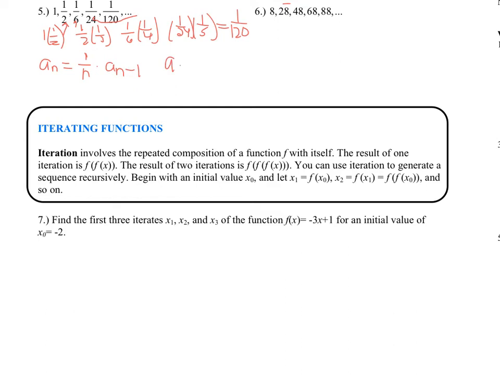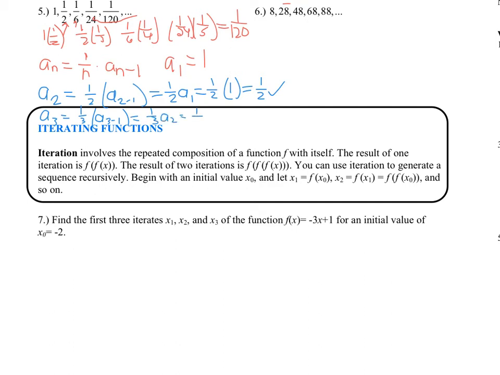And I have to define at least one term, so the first term is 1. Here's our check. So if I want a sub 2, I take 1 over 2 times the previous term, which would be a sub 1, and 1 over 2 times 1 gives me the 1/2. You could check for a sub 3, so a sub 3 would equal 1 over 3 times a sub 3 minus 1, or 1 over 3 times a sub 2, 1/3 times 1/2 gets you the 1/6.